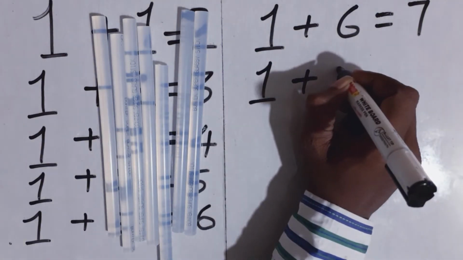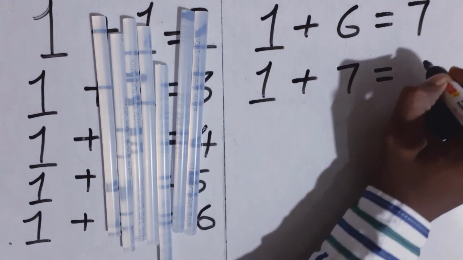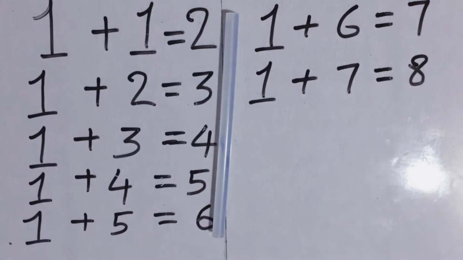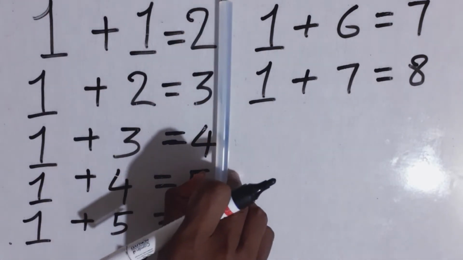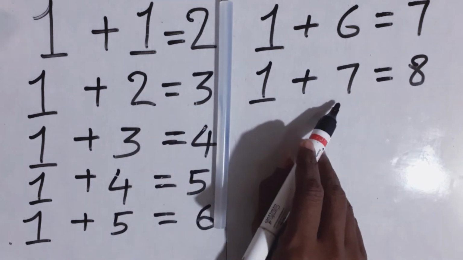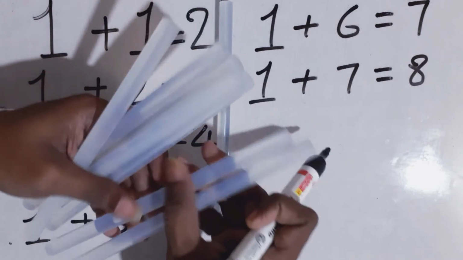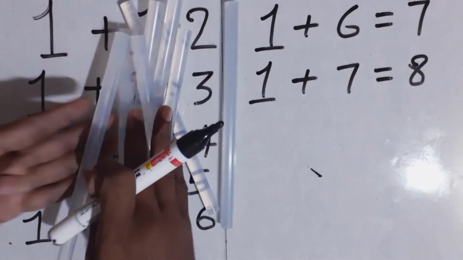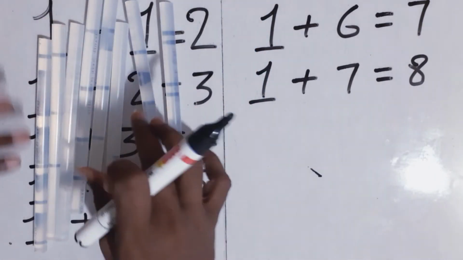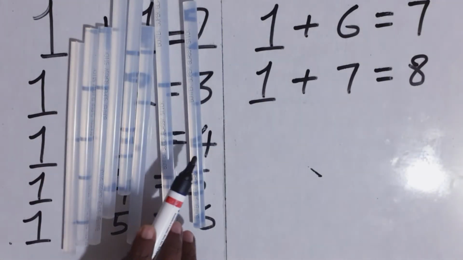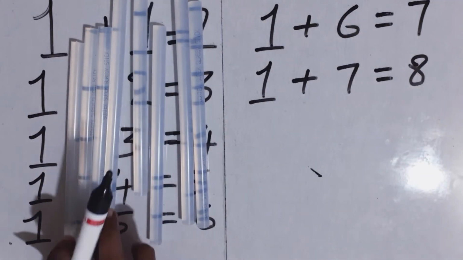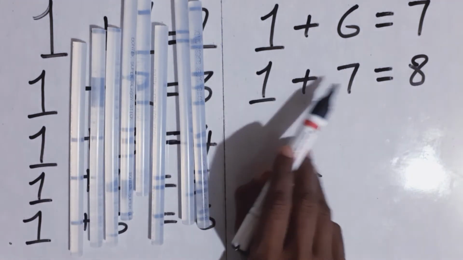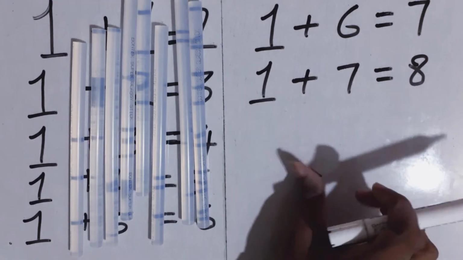1 plus 7 is equal to 8. See here, this is one stick. If we add 7 sticks, see here 1, 2, 3, 4, 5, 6, 7. Now you count these sticks. 1, 2, 3, 4, 5, 6, 7, 8. 1 plus 7 is equal to 8.